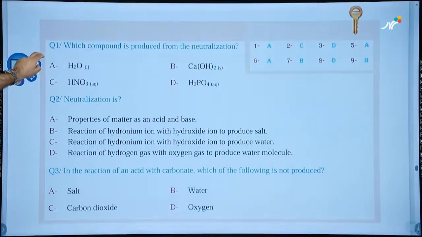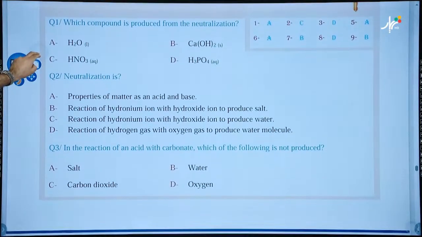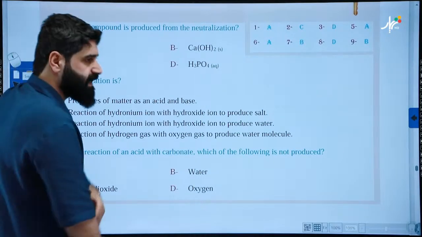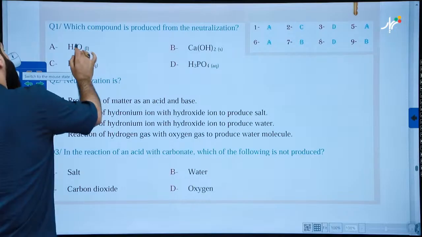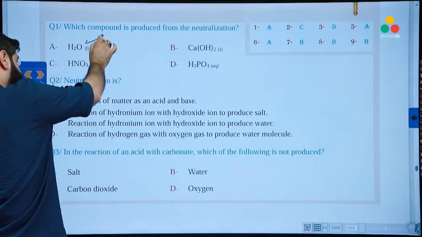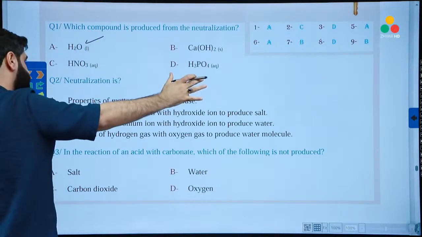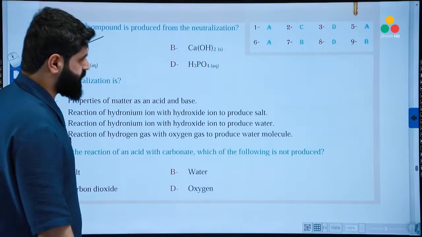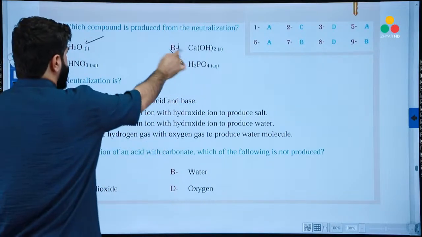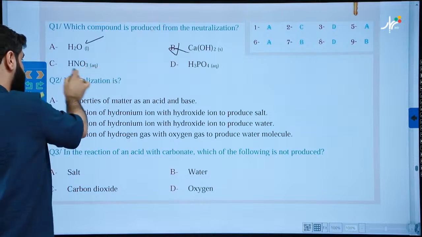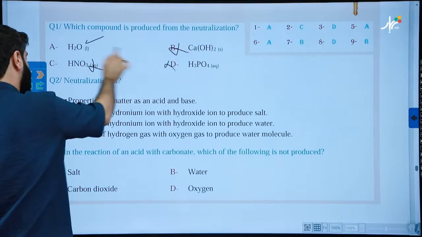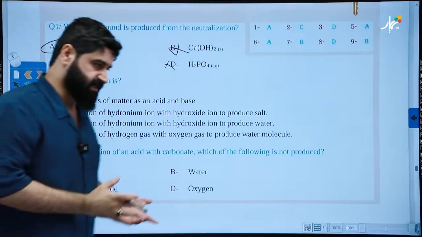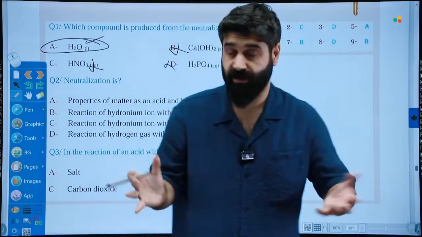Let's solve the following questions. I only solved some of them. Which compound is produced from the neutralization reaction? We always have water as a product of the neutralization reaction. Ca(OH)2, no. This is not a product of the neutralization. HNO3, no. So water is the only thing that can always be obtained as the product of the neutralization reaction.